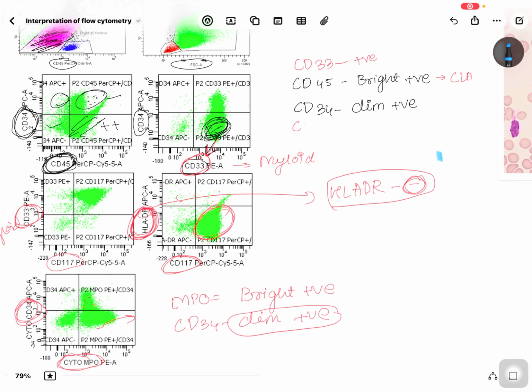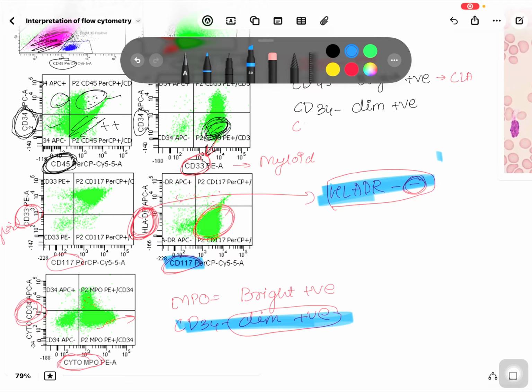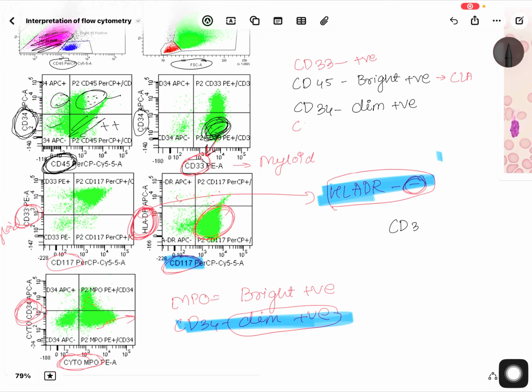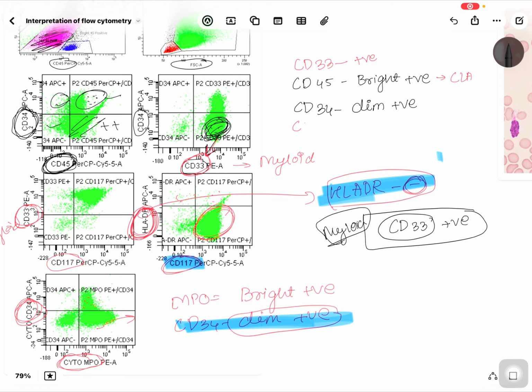Mostly my focus is on CD34 being dim and HLA being negative. Okay, but CD117 being positive. So what does this tell you? Yes, CD33 is myeloid positive. That means it belongs to the myeloid lineage. Okay, then if it is myeloid, is there a blast?